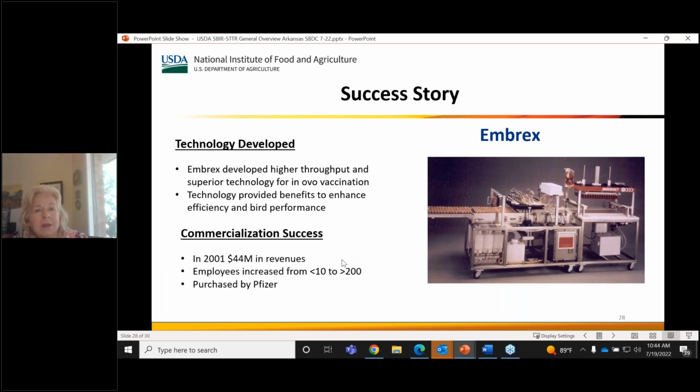And then Embrex. Embrex had great success. They developed higher throughput and superior technology for ovovaccination. And this technology benefits the bird performance to enhance bird efficiency. And they've had commercialization success. In 2001, they had $44 million in revenues, and their employees increased dramatically, and they were purchased by Pfizer.